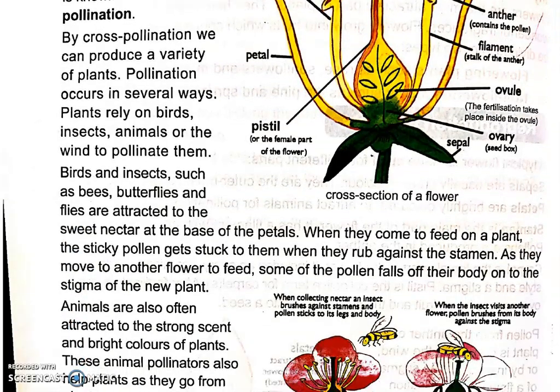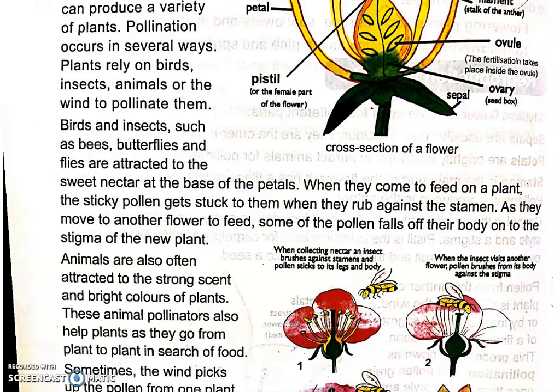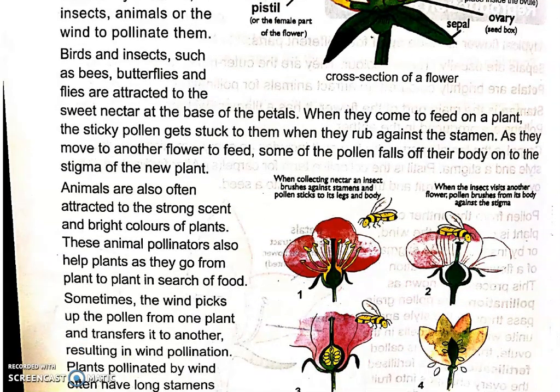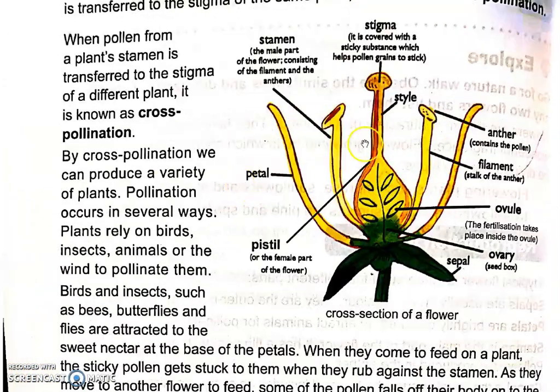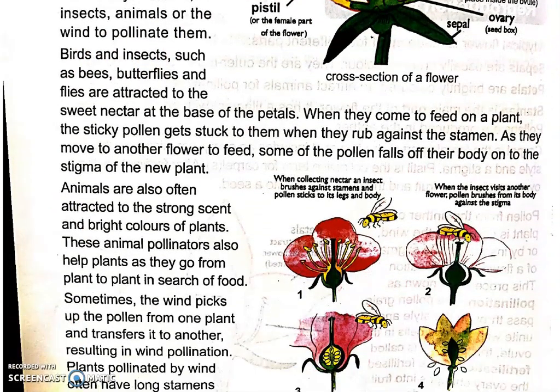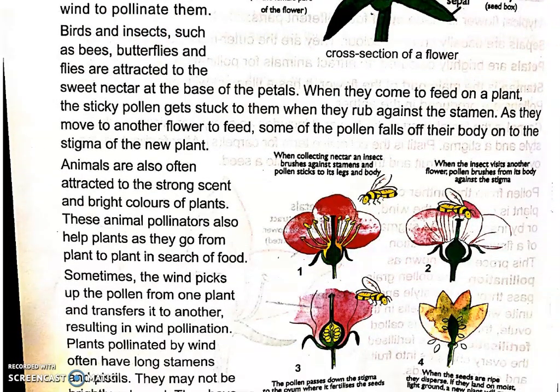Pollination, as I told you, occurs in several ways. Some plants rely on birds, insects, animals, or the wind to pollinate them. Now, birds and insects such as bees, butterflies, and flies are attracted to the sweet nectar at the base of the petals. So, on the base of the petals, there is this sweet nectar. It smells very sweet, and it tastes sweet to the insects.